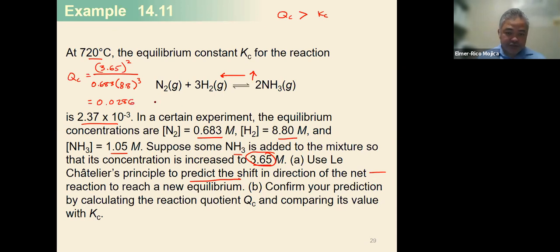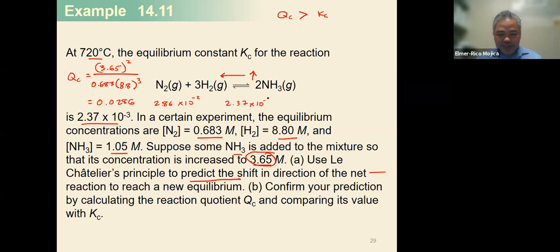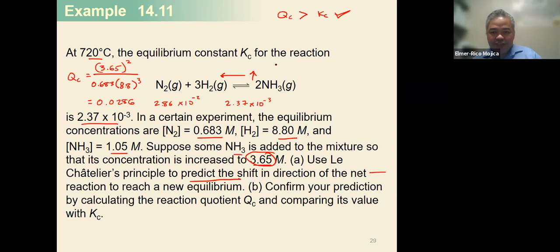2.86 times 10 to the negative 2. Okay, and is it bigger or lower than 2.37 times 10 to the negative 3? What's the relationship between these two values? Yes, so that means QC is greater than KC. And that's the proof that the prediction that we have, that it's going to go backward, is correct, because based on the QC value, it's larger than the KC value.